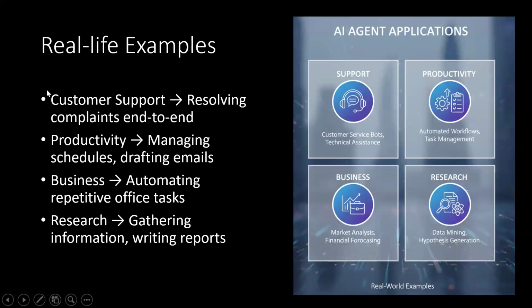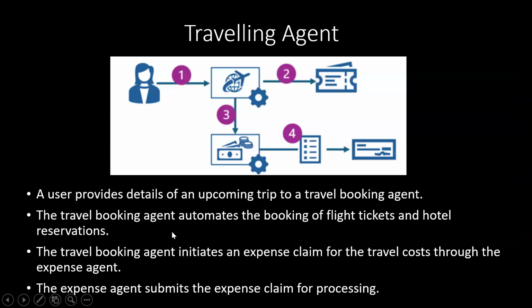For example, I need to build some customer support which can resolve complaints end to end, managing schedules, drafting emails, automating repetitive tasks. If I need to do research, I can do that by using the agents, right? So we can build different agents for different areas. Okay. If you want to see some typical examples, maybe I want to build a traveling agent. So what that agent can do, a user produces details of an upcoming trip to a travel booking agent. And now this travel booking agent automates the booking of flight tickets and the hotel reservations.